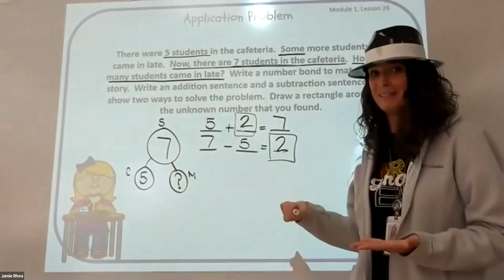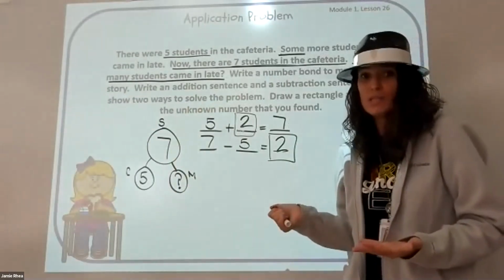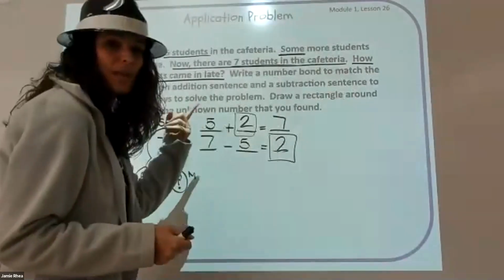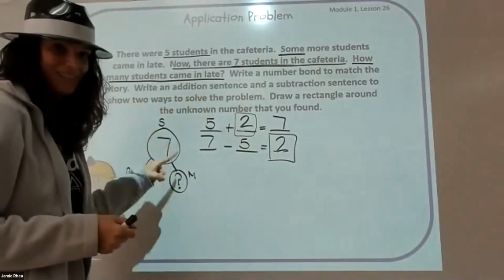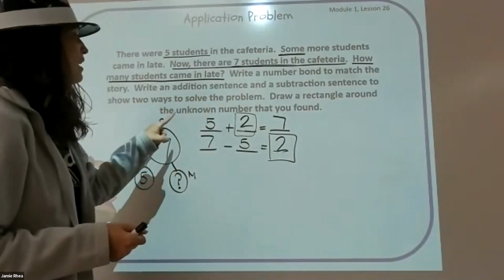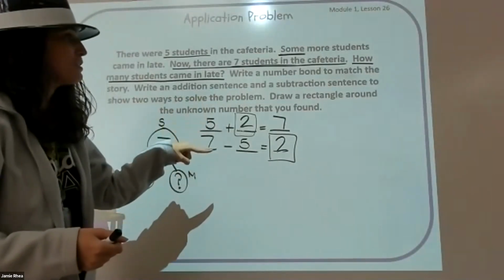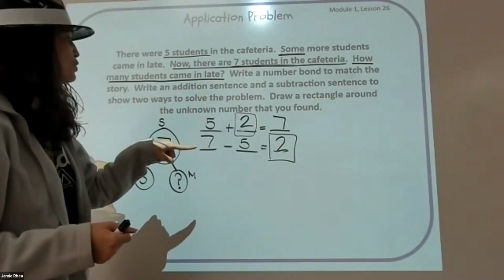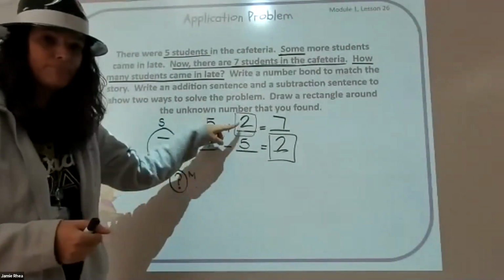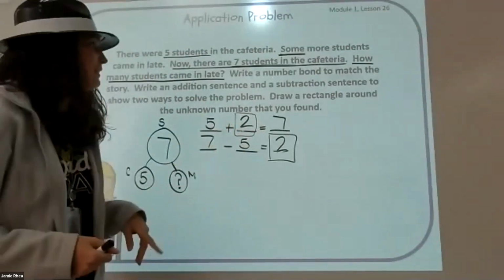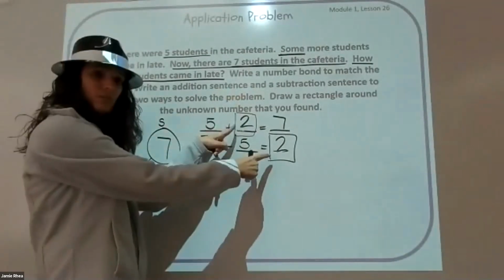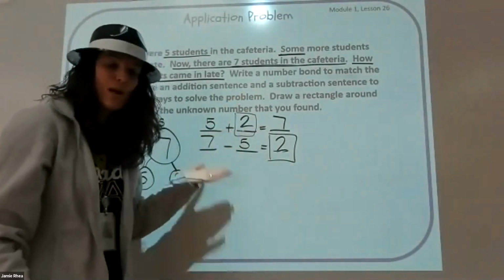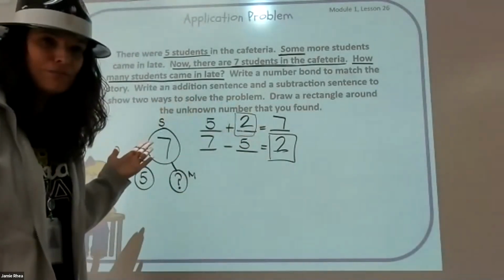Now, am I done? I don't know. Let's go back and check. Did we make a number bond to match our story? Yes, we did. Did we make an addition sentence and a subtraction sentence to show 2 ways to solve the problem? I sure did. Did I draw a rectangle around the unknown number that we found? I did.